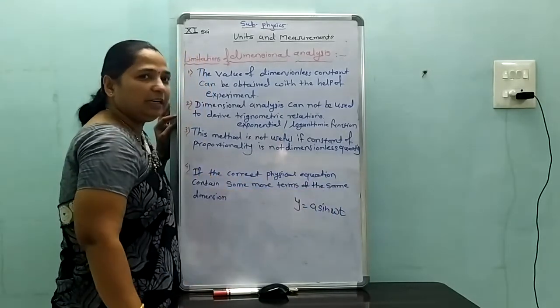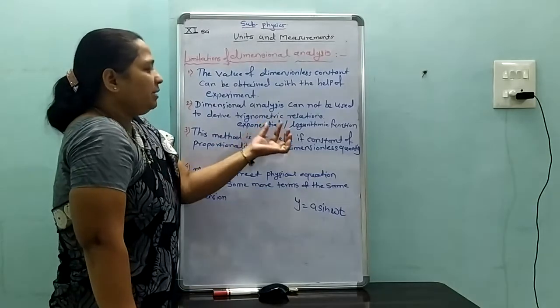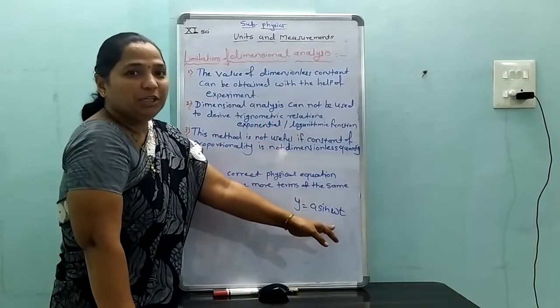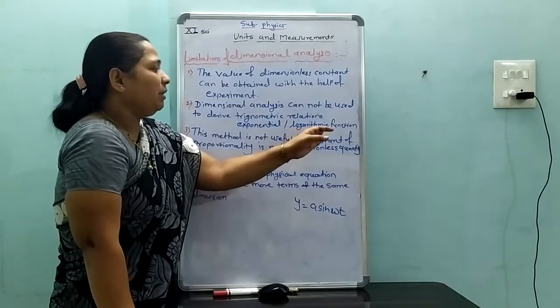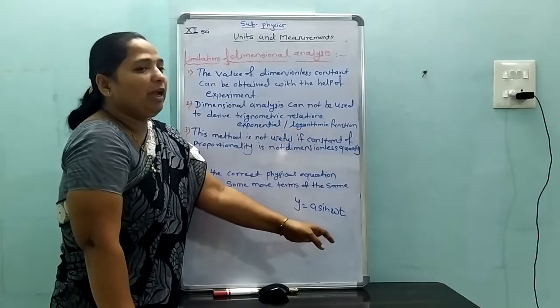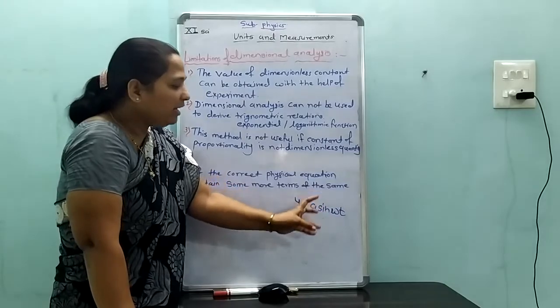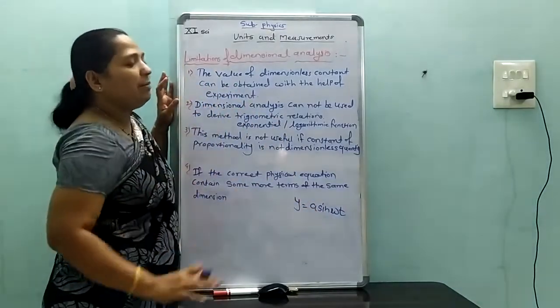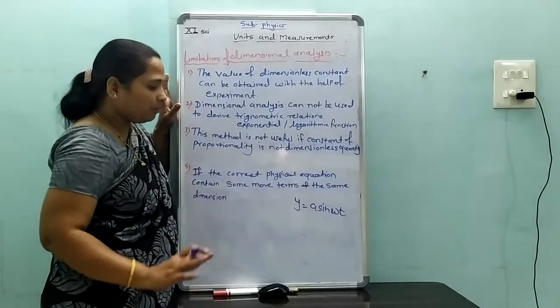Sine omega t is a trigonometric function. Exponential function: y is equal to e raised to minus bt. Logarithmic function: y is equal to a log of x. Such relations cannot be proved by using dimensional analysis.